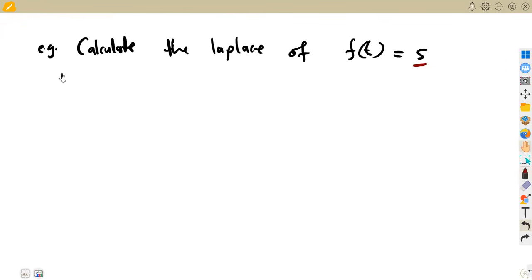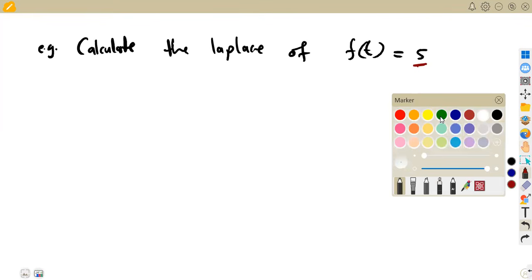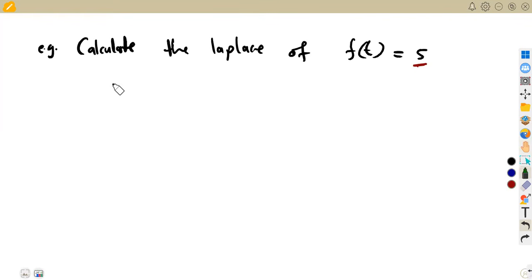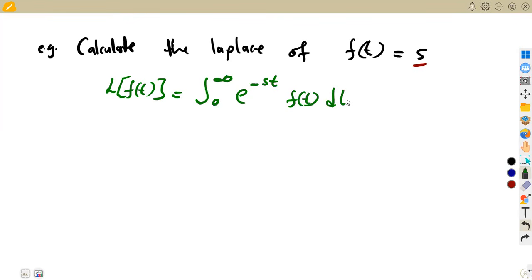I want you to know where it was actually taken from so that we understand each other. Remember what I said about the Laplace? I said the Laplace of f of t in this case is equivalent to the integral of e to the exponent of minus st times f of t with respect to t. So we are given that our f of t is equal to 5.